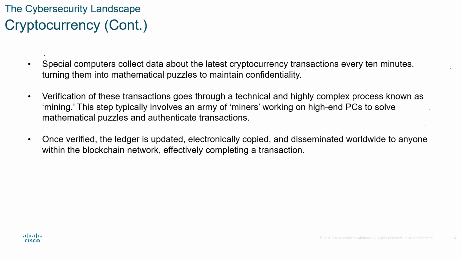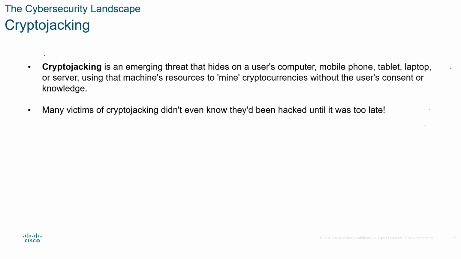Verification of this transaction goes through a technical and highly complex process known as mining. This step typically involves an army of miners working on high-end PCs to solve mathematical puzzles and authenticate transactions. Once verified, the ledger is updated, electronically copied, and disseminated worldwide to anyone within the blockchain network, effectively completing a transaction.